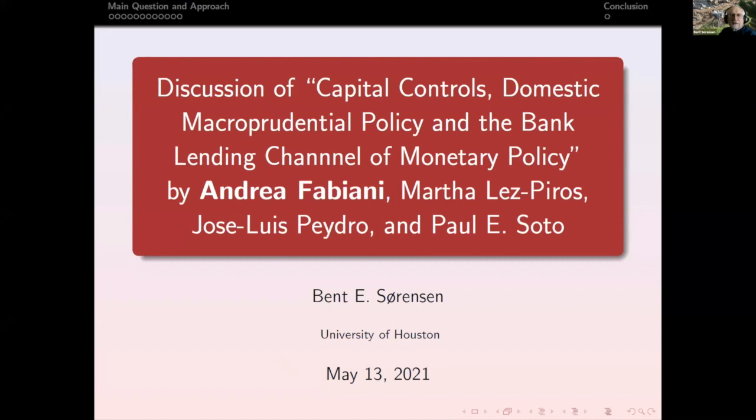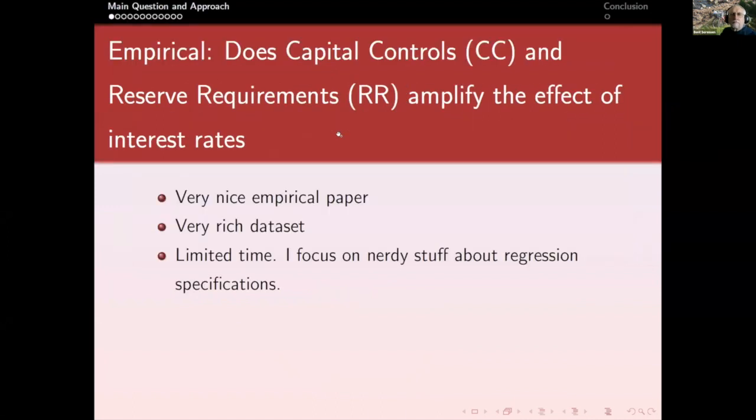So I will discuss this paper here by Andrea Fabiani and co-authors. In general, this paper estimates the effect of capital controls and reserve requirements and whether that amplifies the effect of interest rate policy. The paper says monetary policy, but it looks at the interest rates, right? You could say that the reserve requirements are monetary policy too. Anyway, it's a very nice empirical paper, and it's a very rich data set.